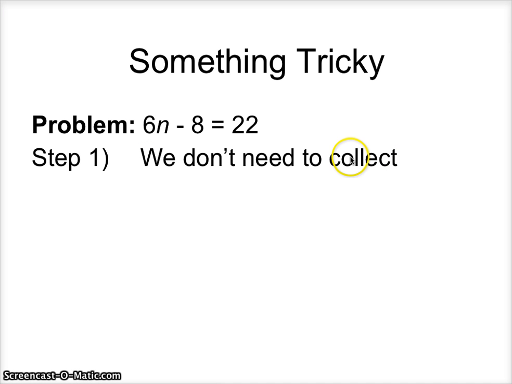And sometimes that's the case. Sometimes we won't need to collect. Sometimes we might not need to isolate. We're just about always going to find one end. So that step's always going to be there. So let's go to step 2 then, which is to isolate. So we're going to get rid of the 8.